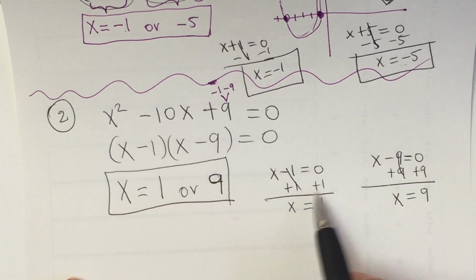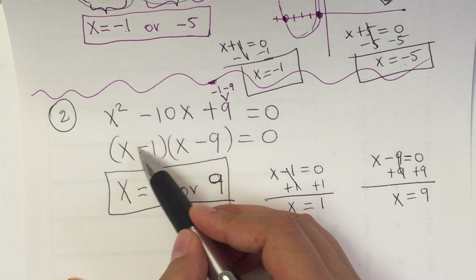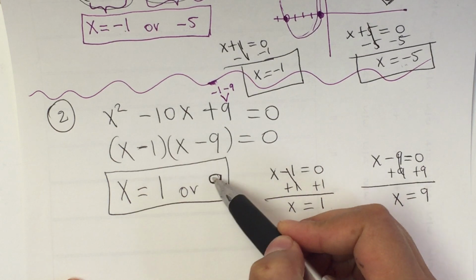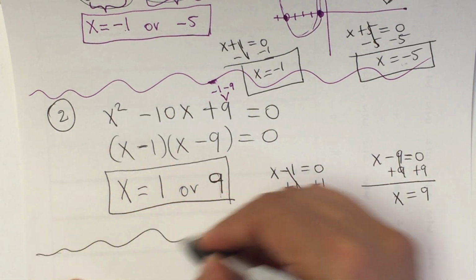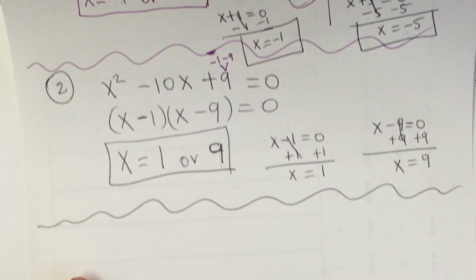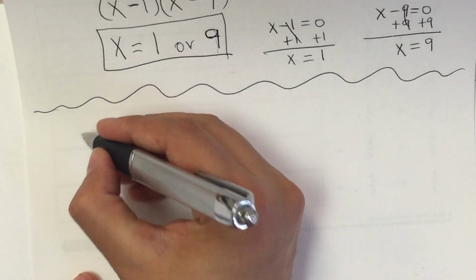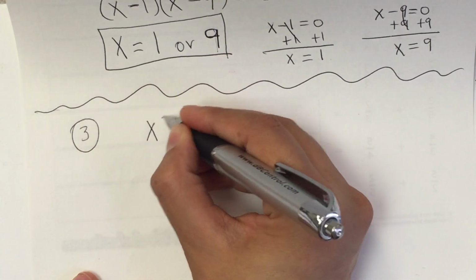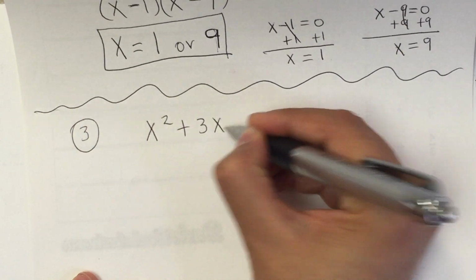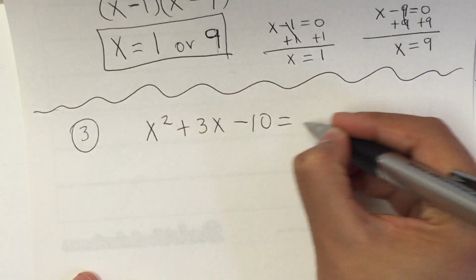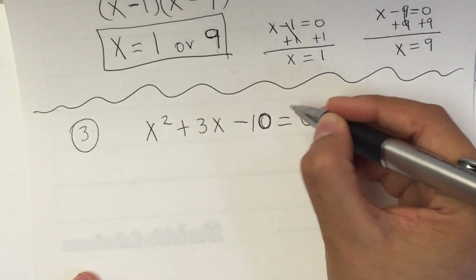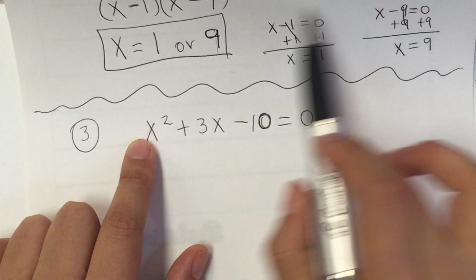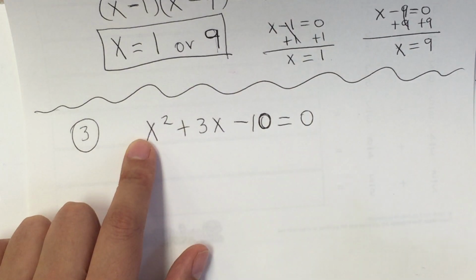Again, if you don't want to do this little processing here, just remember that if it's negative, then this is going to be positive. If this is negative, then it's going to be positive. Again, this is kind of review because we're just factoring. It's just this additional part where you're equaling it to 0.